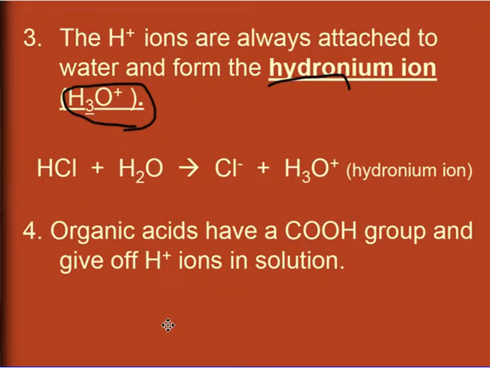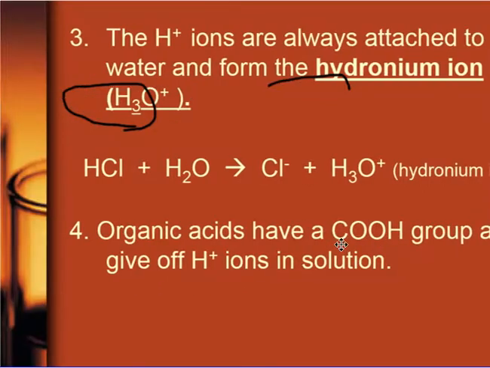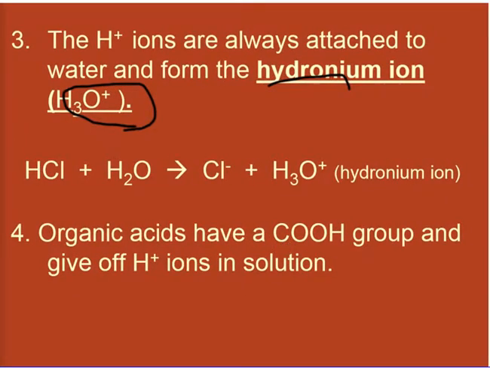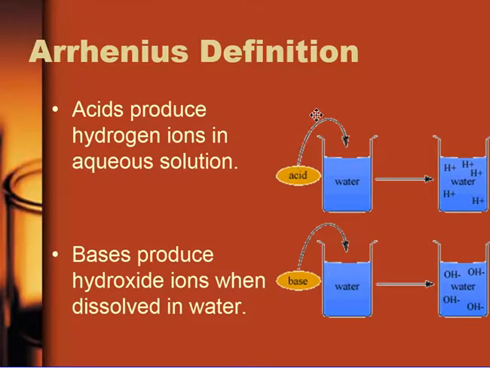And the last thing I want you to know about acids is that organic acids have this COOH group, and the COOH group also produces hydrogen ions as the only positive ion in solution. That's why that's still considered an acid. So here's a picture showing you if you take an acid and you put it in water, it will break up into these H+ ions.